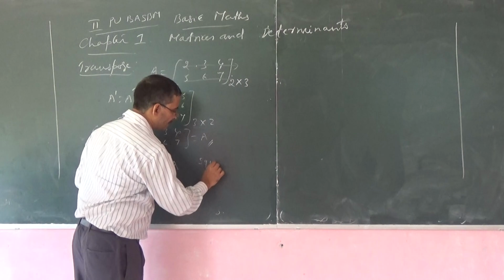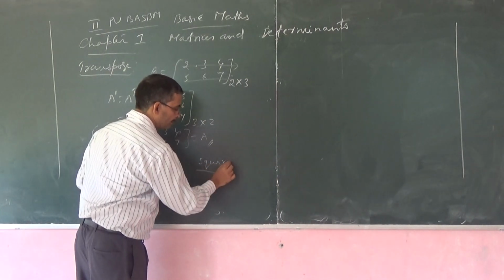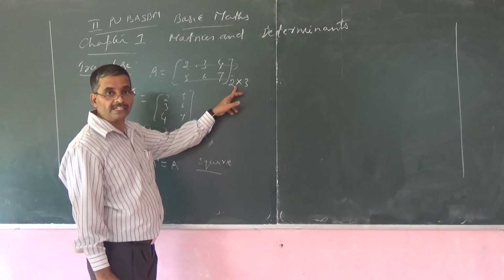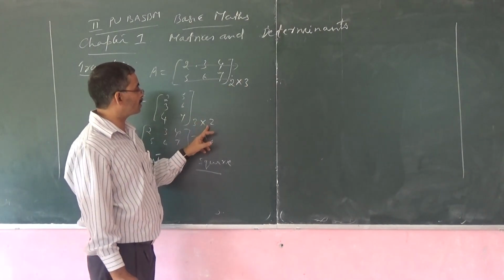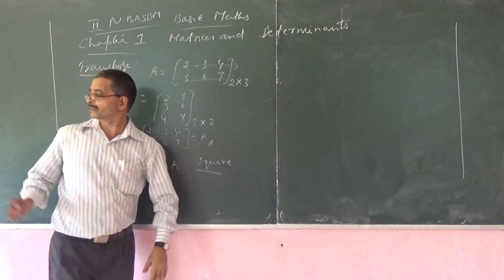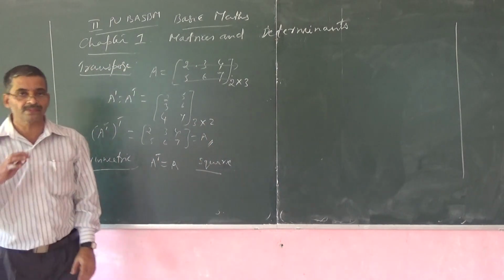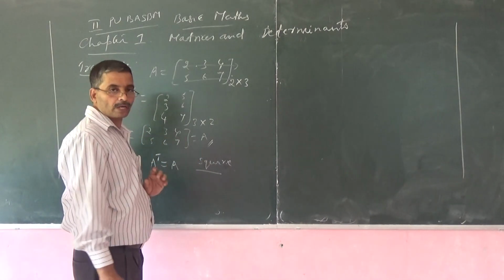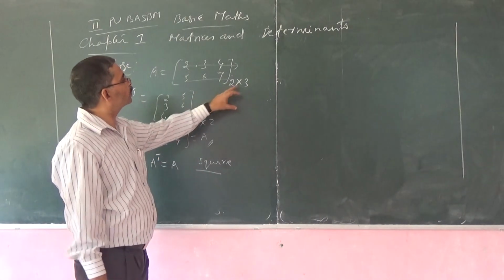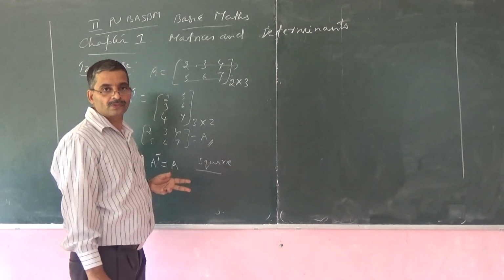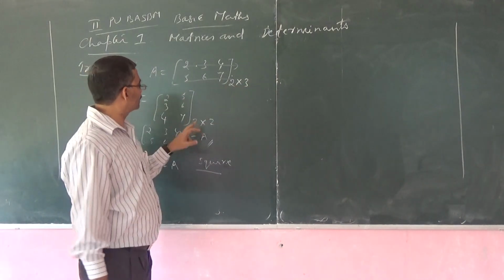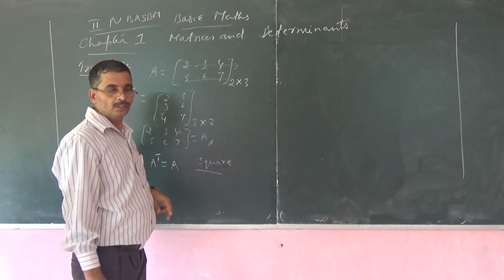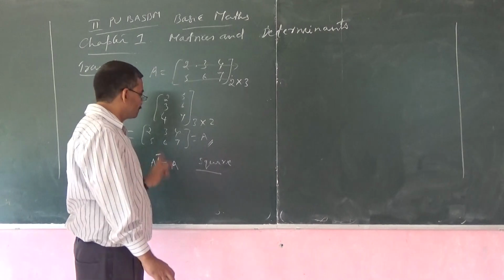Only for square matrices it can happen, because for rectangular matrices, 2 by 3 will become 3 by 2, so you can't compare. Comparison can be done only when they are of the same order. So it should be a square matrix. We can't compare 2 cross 3 with 3 cross 2. So it should be a square matrix for it to be symmetric.